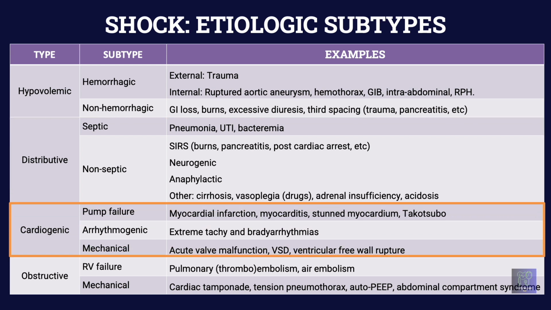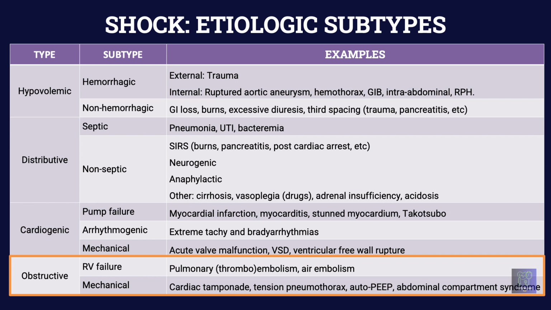When we say cardiogenic shock, we typically refer to pump failure where LV is not squeezing adequately, but there are two other categories of cardiogenic shock. One is arrhythmogenic, so extreme tachycardia and bradycardia can lead to cardiogenic shock, and it can also be mechanical. Examples would be acute valve rupture, ventricular septal defect, ventricular free wall rupture. It is very rare to see these causes in the post PCI era.